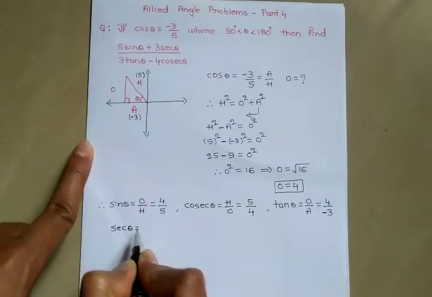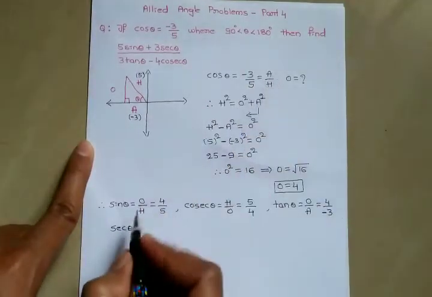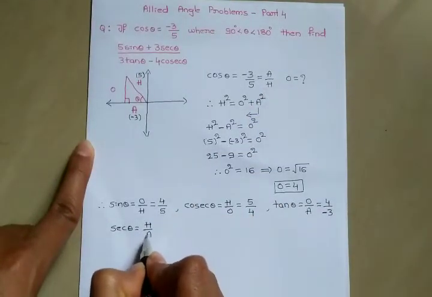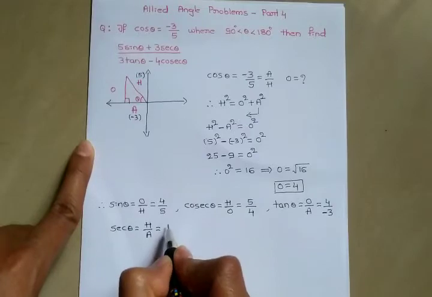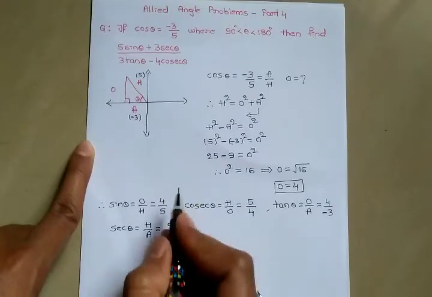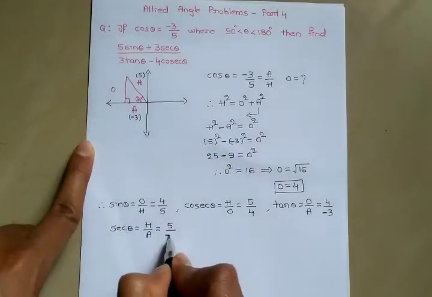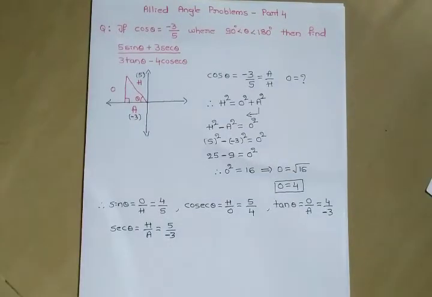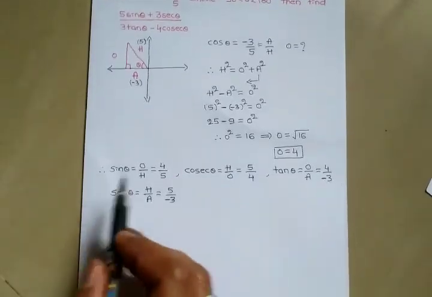Sec theta: cos is the opposite, in reverse order, correct? So h divided by what here? A. So h means 5. Adjacent side is how much here? Minus 3. So 5 divided by what? Minus 3. So now you have all four values.